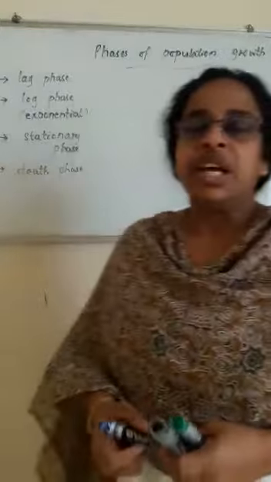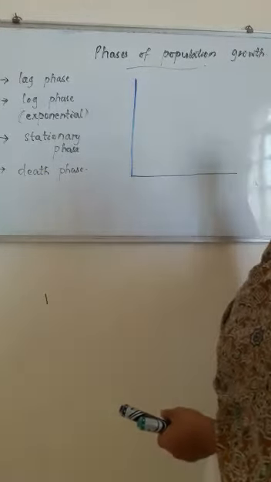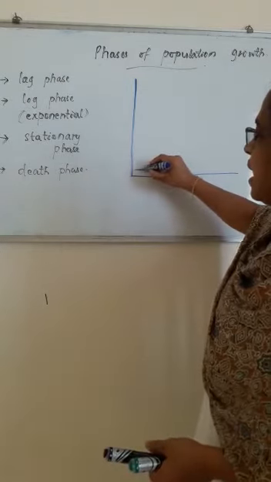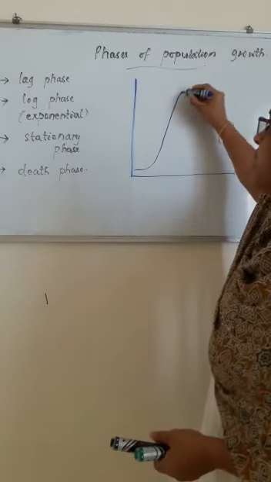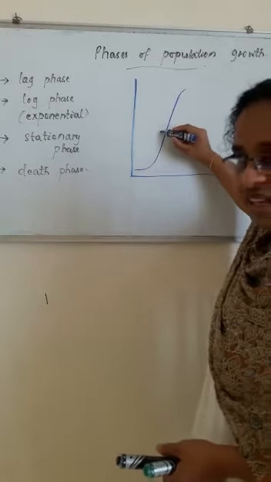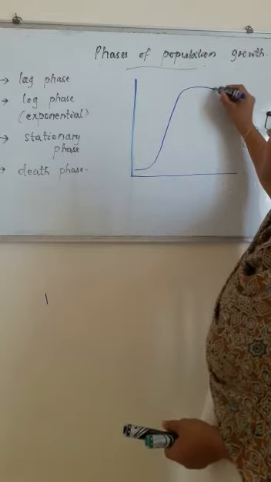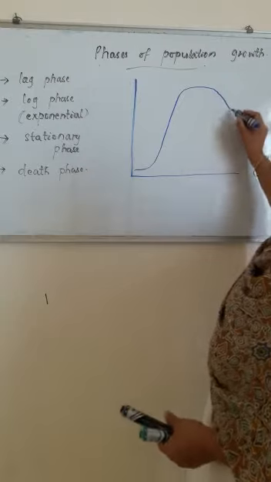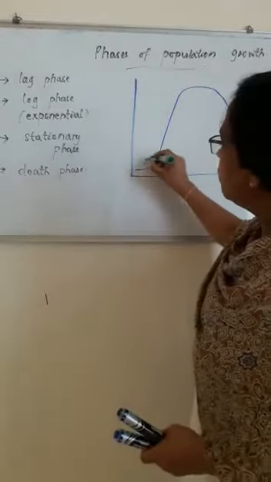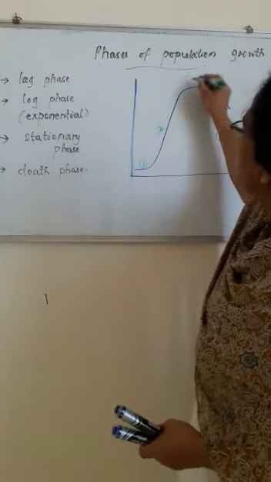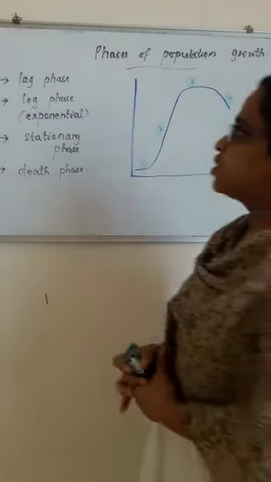So if we draw it in a graph, you can see the first is lag phase, and then you can see a rapid increase, that is the log phase. Then we can see a stationary phase, and finally we can see a death phase. So this will be 1, this will be 2, this will be 3, this will be 4. So hope you got this one.